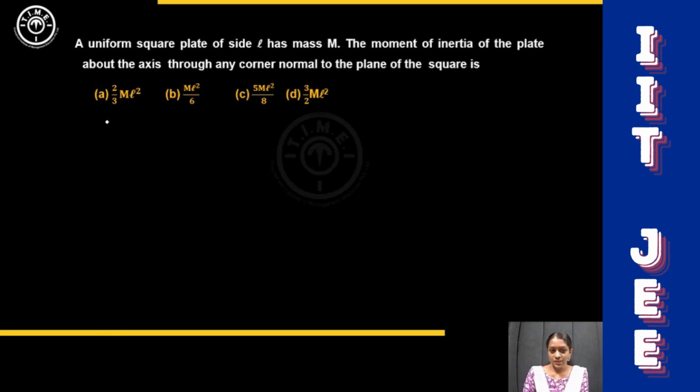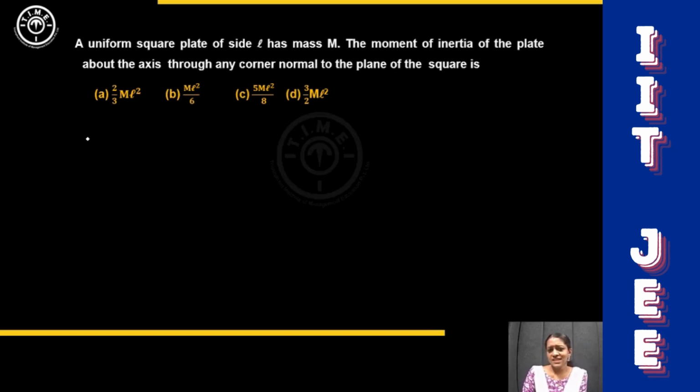So let us discuss a question. Read the question. A uniform square plate of side L has mass m. The moment of inertia of the plate about the axis through any corner normal to the plane of the square is dash. Before discussing the question, we have to see what is the equation to find the moment of inertia of a square plate.